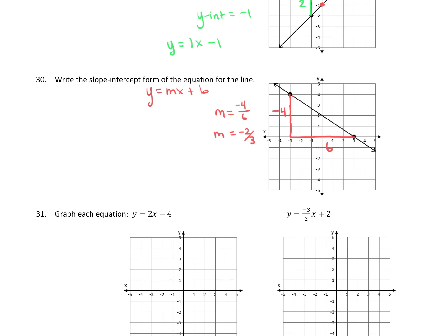Now the y-intercept is where does our line cross the y-axis? Here's the y-axis. Here's where we're crossing the y-axis, right there at a positive 2. So the y-intercept is at 2. Now when we put that all together for slope-intercept form, y equals our m slope is negative 2/3 x, and our b y-intercept is a positive 2.